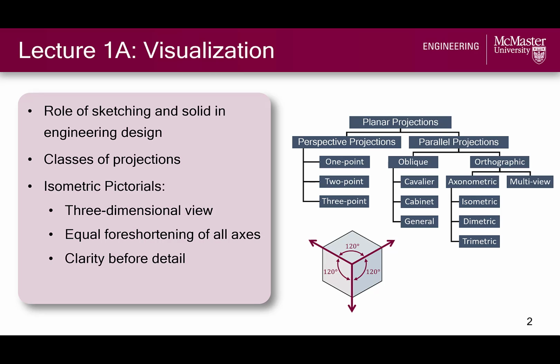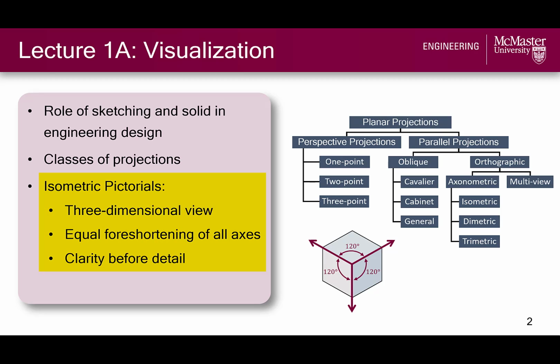In this lecture on visualization, we talked about how sketching and solid modeling are both important parts of the engineering design process, where sketching is good more so for brainstorming and quick idea generation, and solid modeling is crucial in detailed design documentation. We also talked about the various classes of projection that can be used to represent three-dimensional objects in 2 dimensions on paper or on a screen, like perspective projections, which give realistic pictorial visualizations of an object, the way we see in real life, and a variety of parallel projections, from oblique pictorials to axonometric pictorials to multi-view projections. In this lecture, we focused mainly on isometric pictorials.